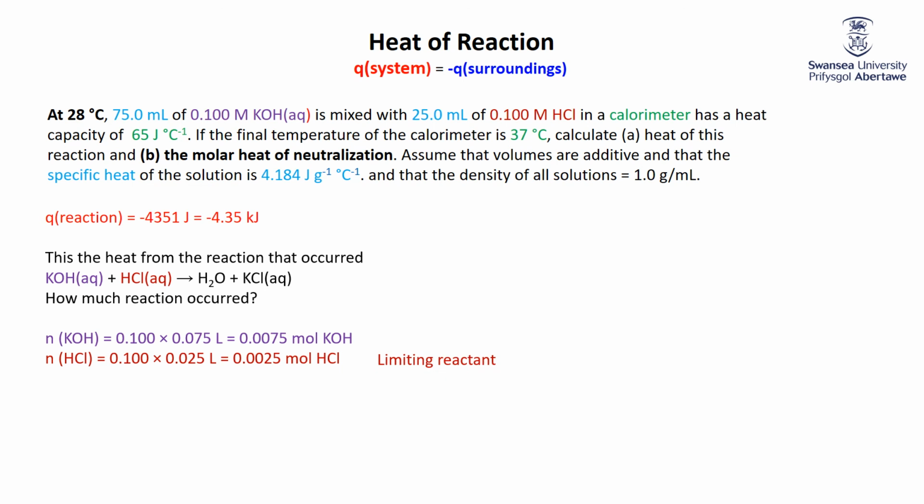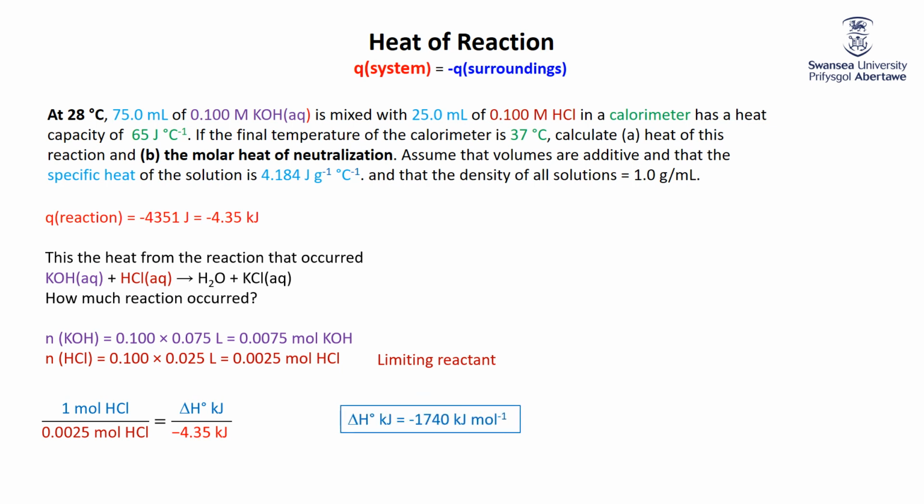So the HCl is the limiting reactant. We don't care about the KOH anymore; we only care about the HCl. So 0.0025 moles of HCl gave us minus 4.35 kilojoules. We want to know the kilojoules associated with 1 mole of HCl. The best way to do that is a ratio: 1 mole of HCl gives us the delta H, and 0.0025 moles of HCl gave minus 4.35. Plug all that in, and the heat of reaction is minus 1,740 kilojoules per mole. Hope you enjoyed it. There are, of course, questions in the quiz.